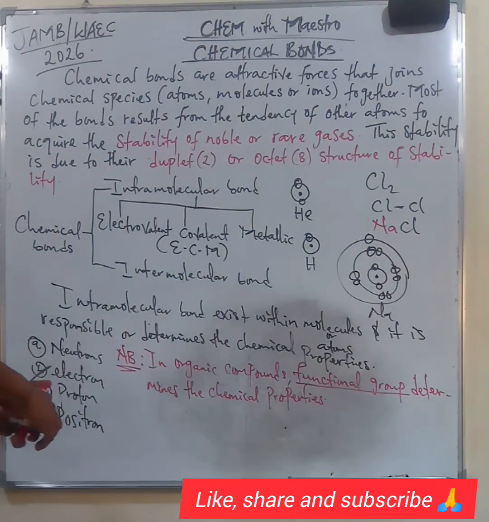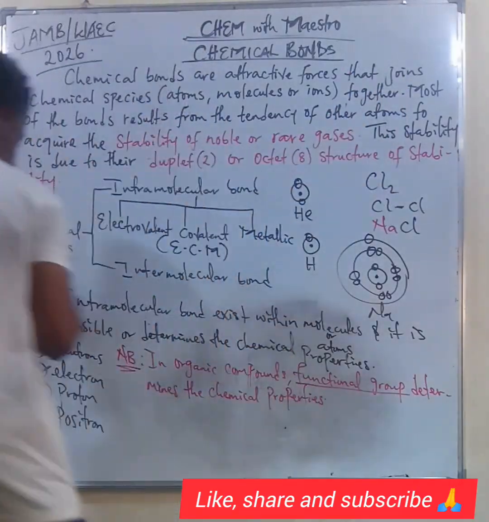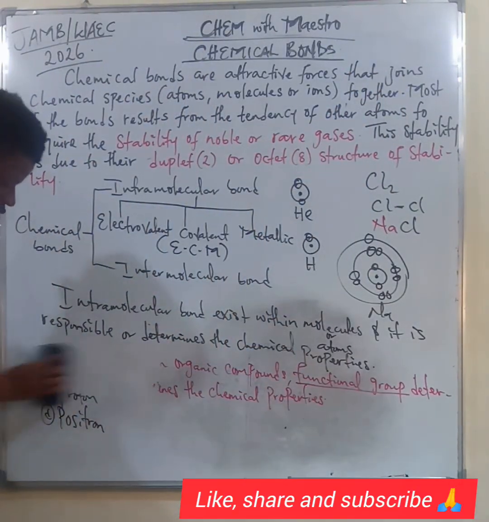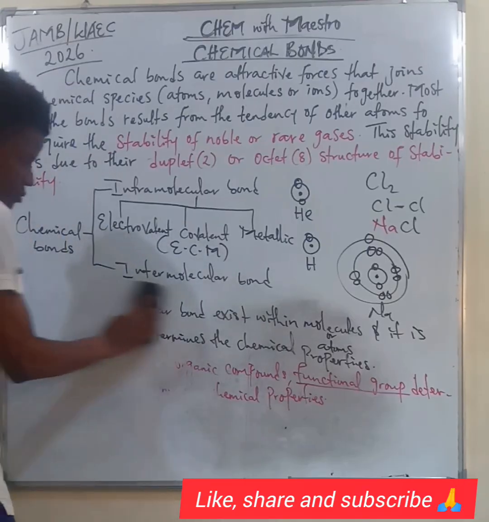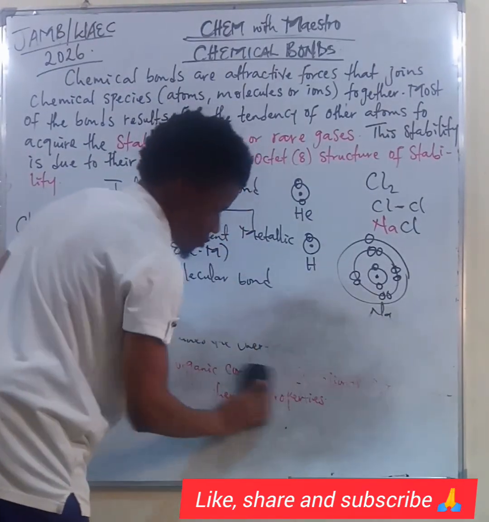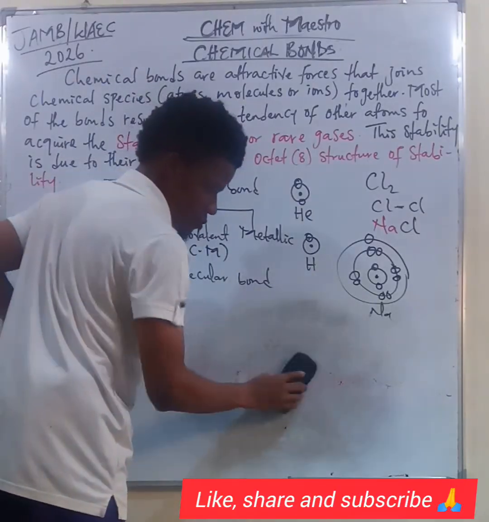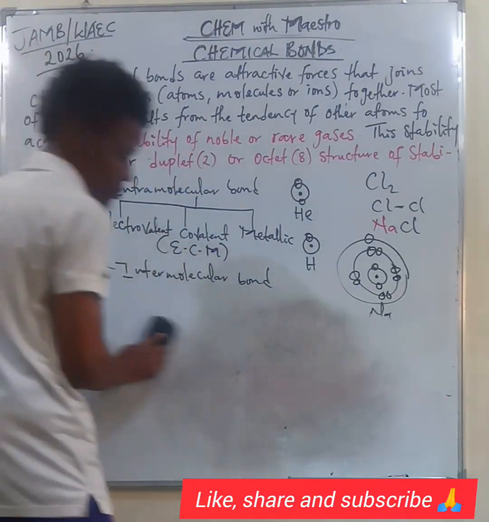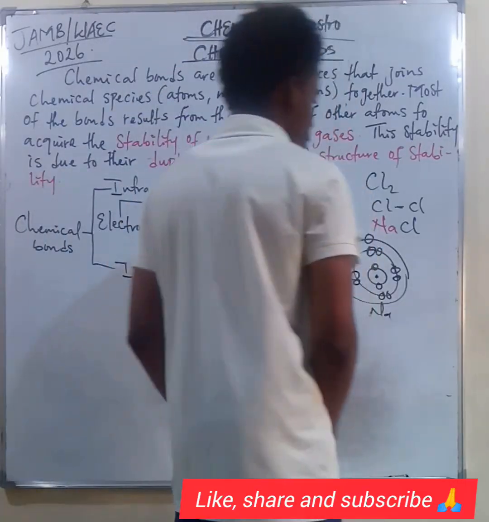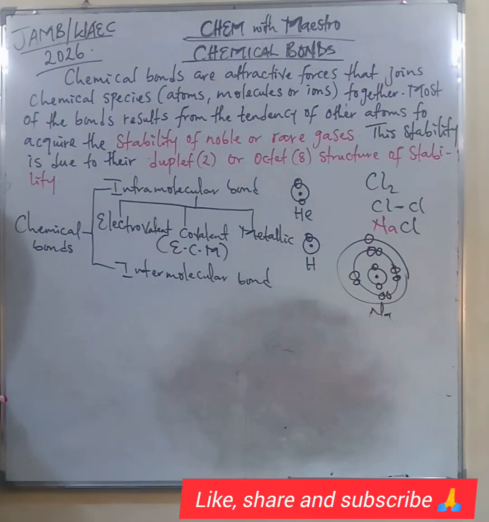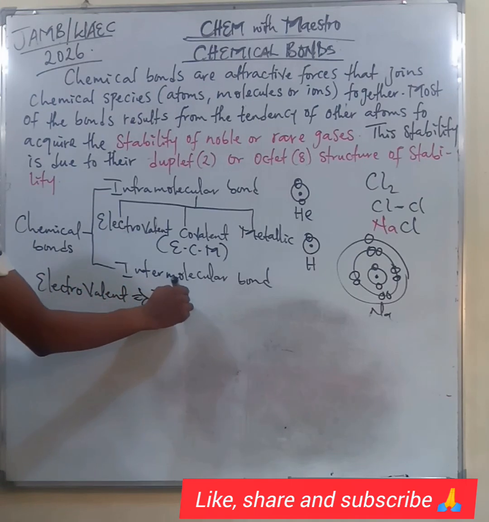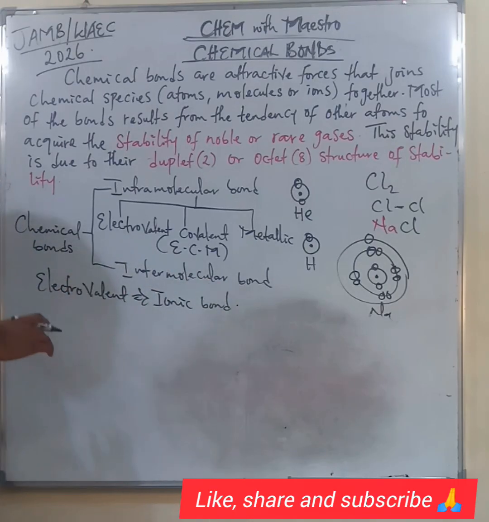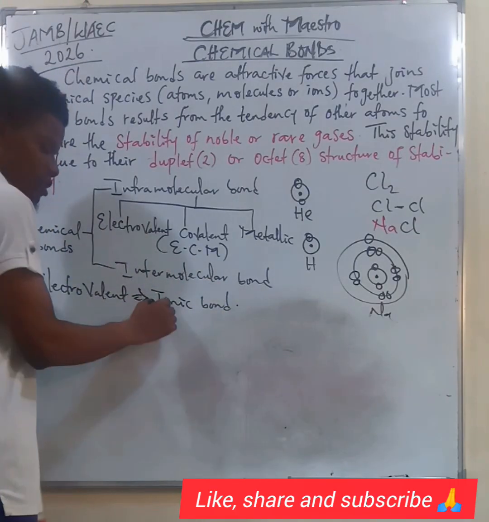So please take notes. Alright, now let us come back. Now let's begin with electrovalent bonding. Okay, so now let us discuss electrovalent bonding. Now what is electrovalent bonding? Electrovalent bond is also called ionic bond. Please take note of this, especially for those of you writing WAEC or JAM. Ionic bond.